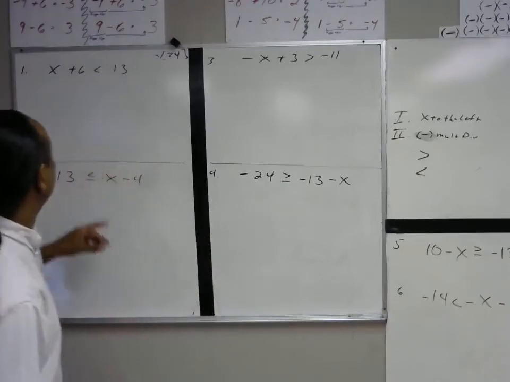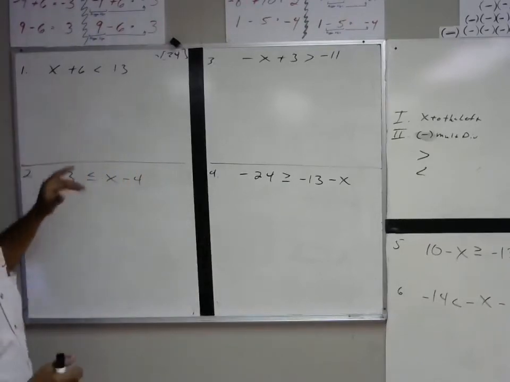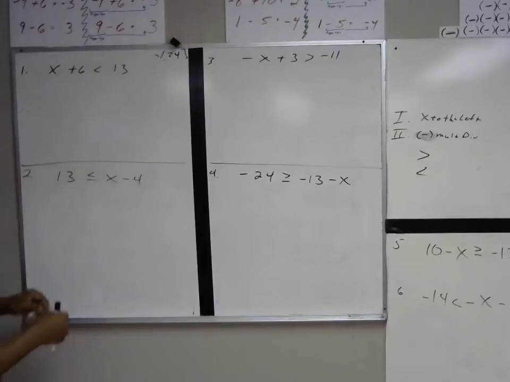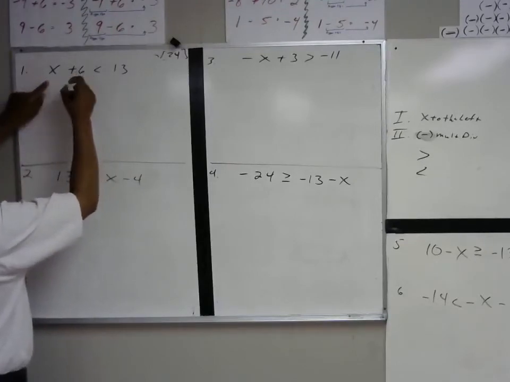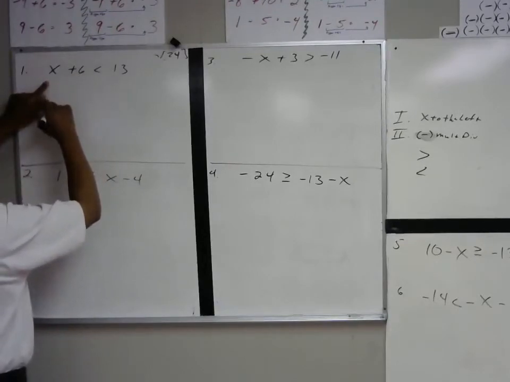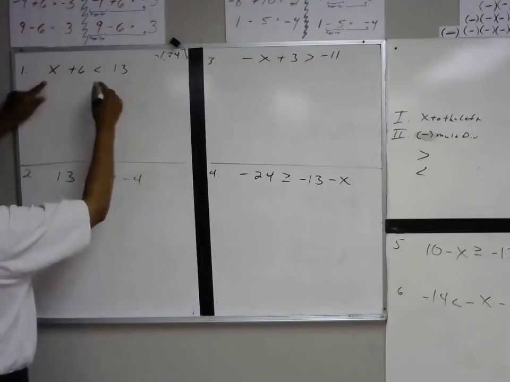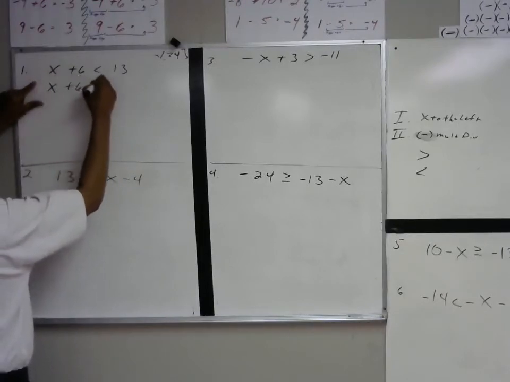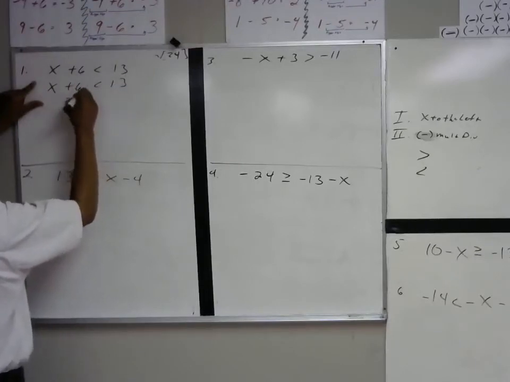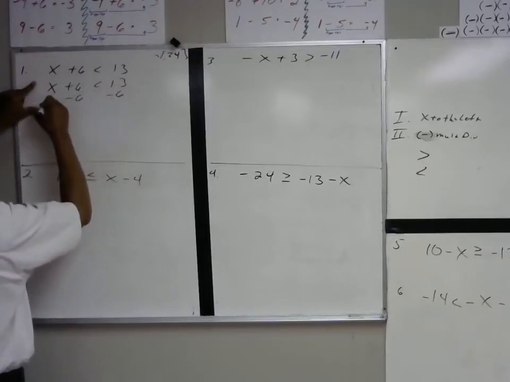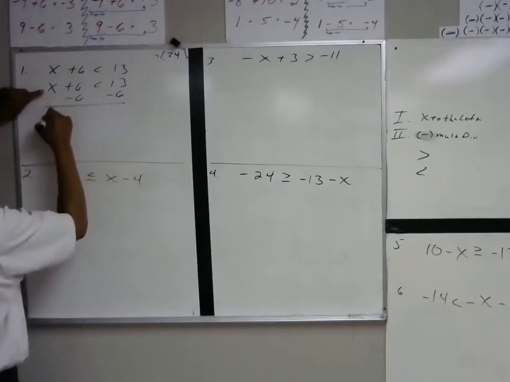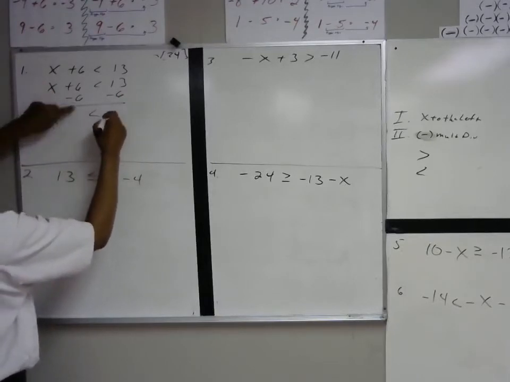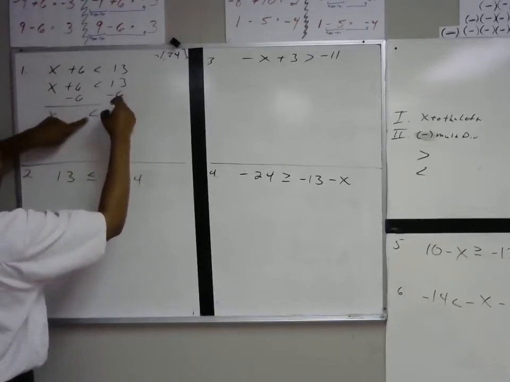So let's take a look at the first one. X is on the left, which is great. We're going to solve by subtracting 6 from both sides. So let's preserve the integrity of the original problem. So x plus 6 is less than 13. And then minus 6 from here. And we end up with x, this cancels, is less than, and this will be 4 plus 3 is 7.